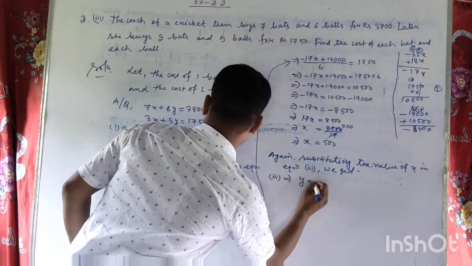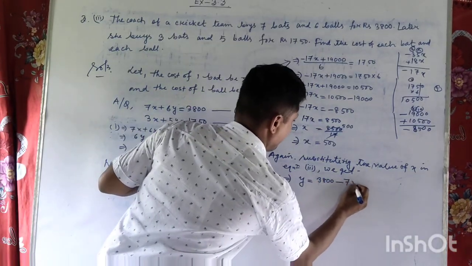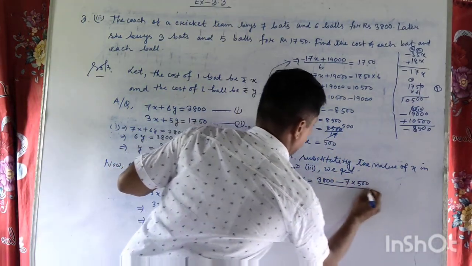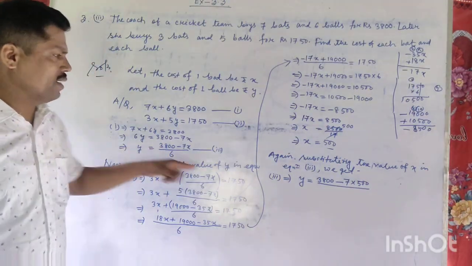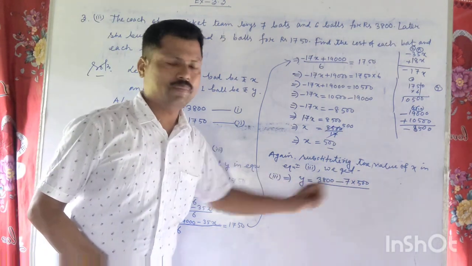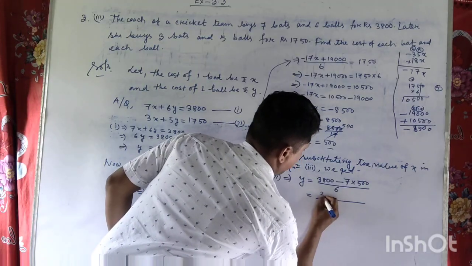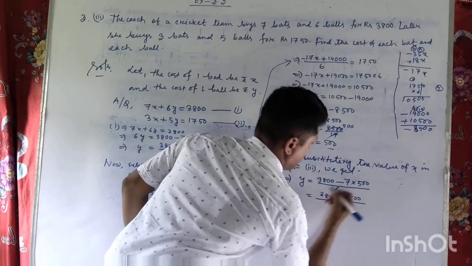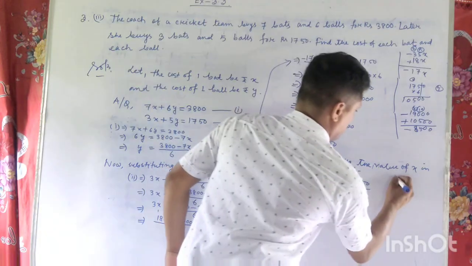So y is equal to 3,800 minus 7 into x value, which is 500, divided by 6. So 3,800 minus 7 into x value 500, divided by 6. So here 3,800 minus 7 5s are 35. That means 3,500. So we have to divide this.